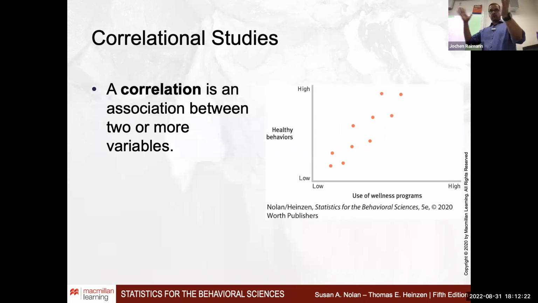Good, so this is hypothesis testing. This is the comparison of groups, of predefined groups. But you have some different form of analysis that you can do, which is here a correlational study. A correlational study is a study where you test an association between two variables. You associate two variables, healthy behavior, with the use of wellness programs. If somebody is in a wellness program, it's more likely that that individual does not smoke anymore, does more exercise, does some meditation, and is more embracing healthy behavior.